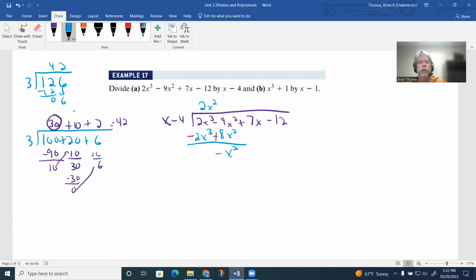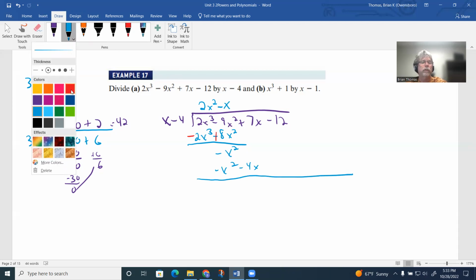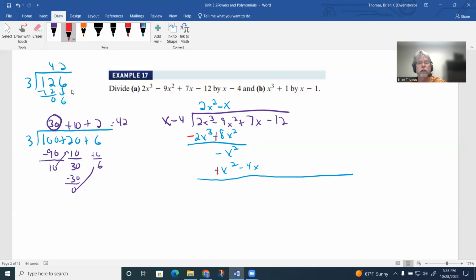So what I ask now is, I'm down here at this spot, what times x gives me negative x squared? That's going to have to be a negative x. So then I multiply the negative x times x and get negative x squared. And negative x times -4 would be -4x. So remember, in subtraction, we actually add the opposites. So this negative changes to a positive, and this negative turns to a positive, and now we actually add.